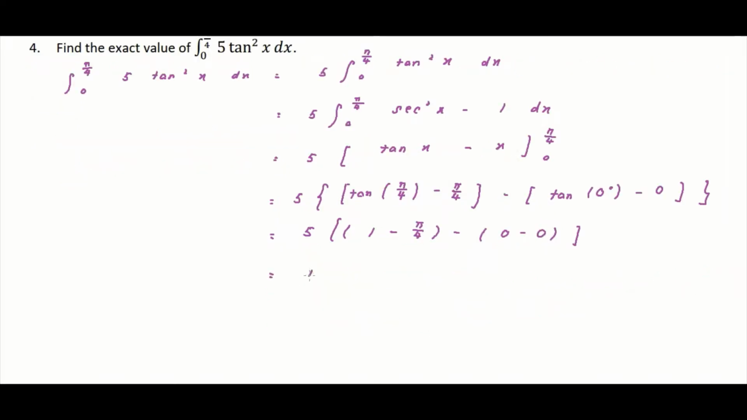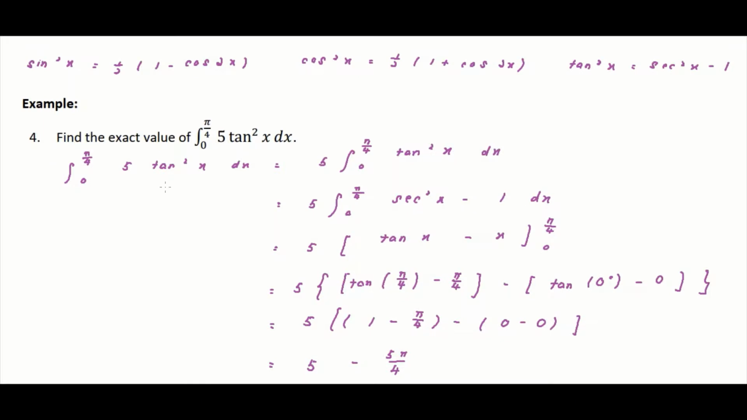So 5, you can just expand it. So 5 minus 5 pi over 4. Because the question wants the answer to be in exact value, you can just leave your answer like this. So 5 minus 5 pi over 4. So let's try to look at the next one.